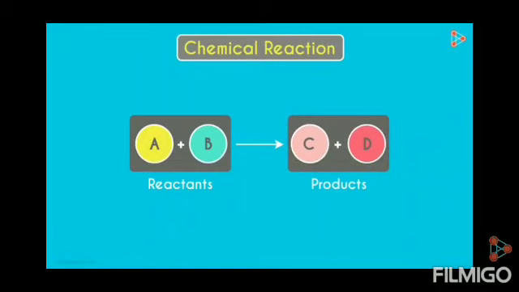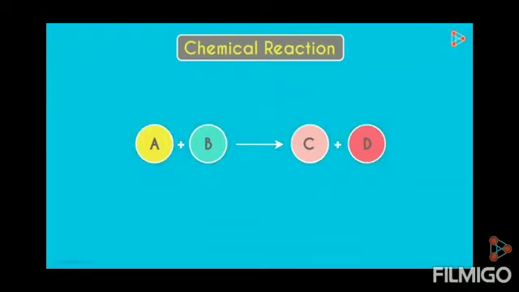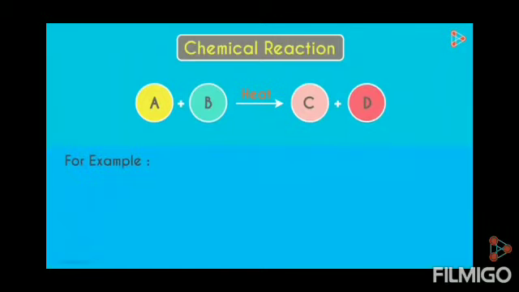That means the substances that undergo a chemical reaction are called reactants, and the substances that are formed as a result of a chemical reaction are called products. Students, this chemical reaction is represented by the chemical equation. That's why it has an arrow pointing, the left side having reactants and the right side having products.